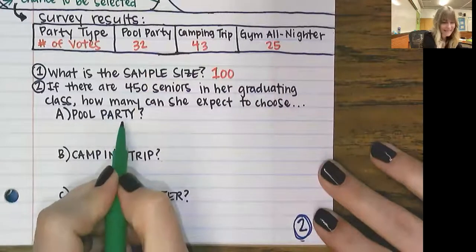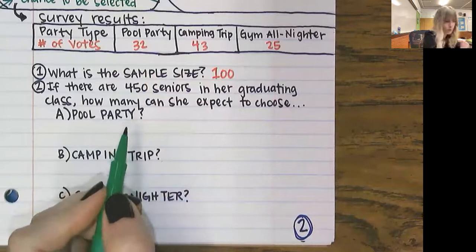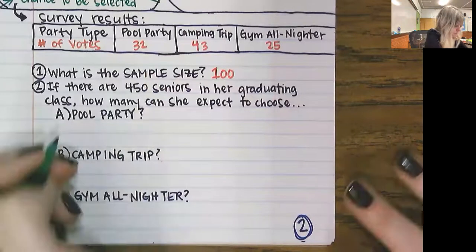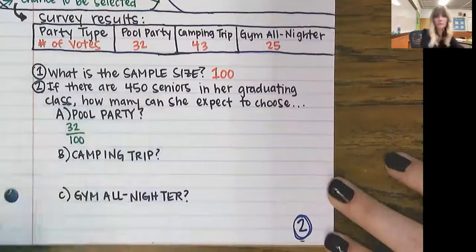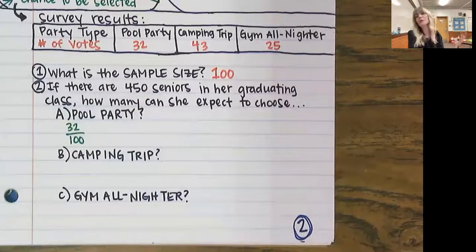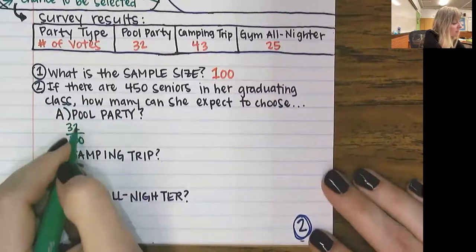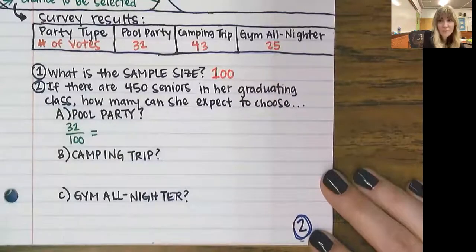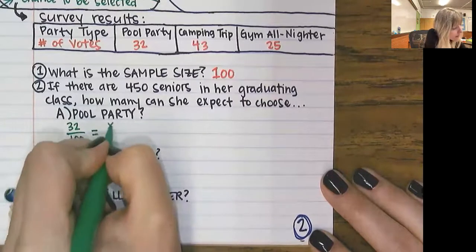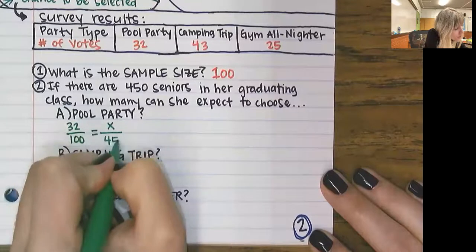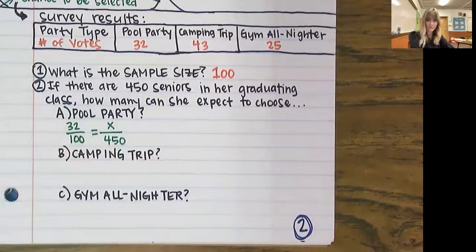All right, if she asked 100 people, let's start with the sample here. How many people in the sample said they would want the pool party? Well, in the sample, it was 32 out of 100, right? So we're saying if this is what happened in the sample, we're going to use a proportion just like we've done lots of times in this class. If this is what happened in the sample, what would happen in the population, which is out of 450? What do we think will happen in the population?